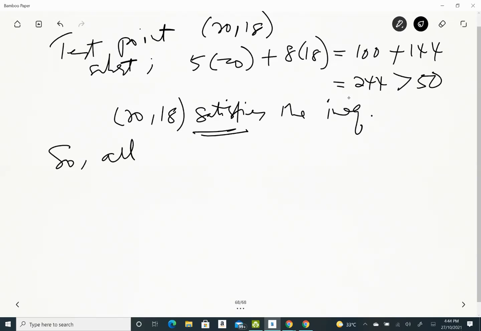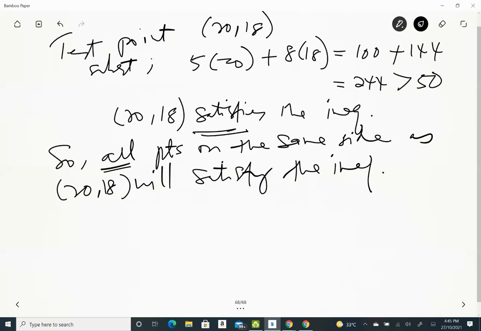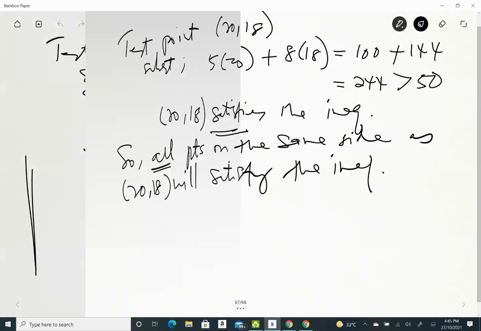So we repeat the argument. All the points on the same side as our test point, 2018, will satisfy the inequality. So all the points on the same side as 2018 will satisfy the inequality. So there are infinitely so many points. So what we do is put a color.